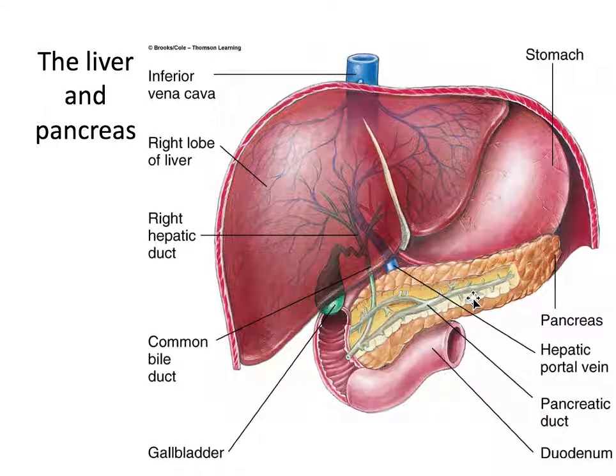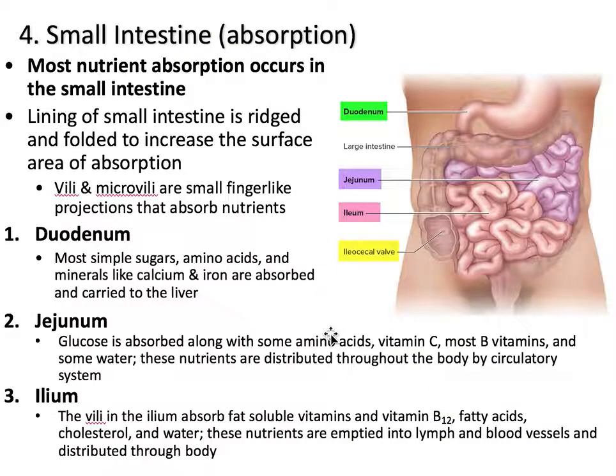So here you can see the liver. This is the pancreas. Here's the gallbladder. So we talked about the liver producing bile, which helps break apart fat, and that bile is stored right here inside of the gallbladder. And you can see the proximity of these organs to the duodenum, which is the beginning of the small intestine. So in the small intestine is where most nutrient absorption occurs.